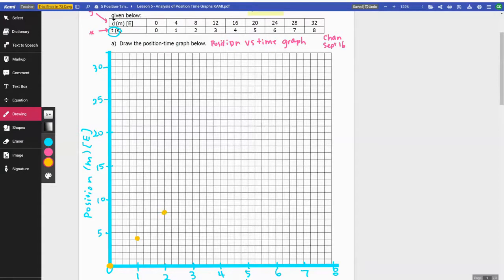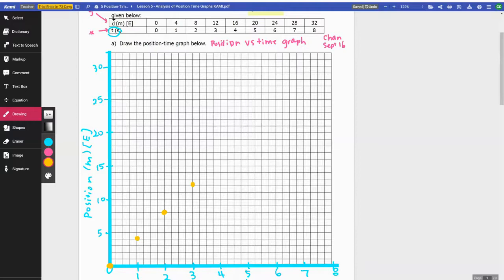So this is a position time graph. This object is moving every 1 second. At 1 second, I'm at 4. At 2 seconds, I'm at 8. At 3 seconds, I'm at 12. Does it make sense that this object is actually going at a constant velocity? For the same time increment, I am going the same amount of distance. So I have to be going at a constant velocity, right?